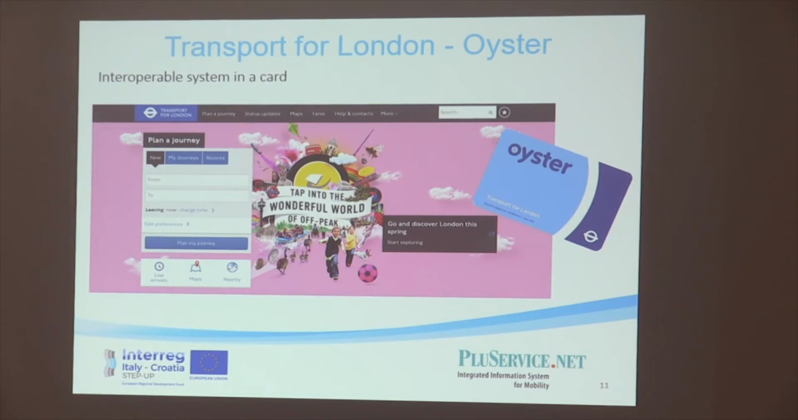The Oyster card is a prepaid card that users in London can use to travel through the different modes of transport, for example, bus, trains, or metro. And they have to validate it every time they take a transport mode, and the correct amount is deducted from the card.